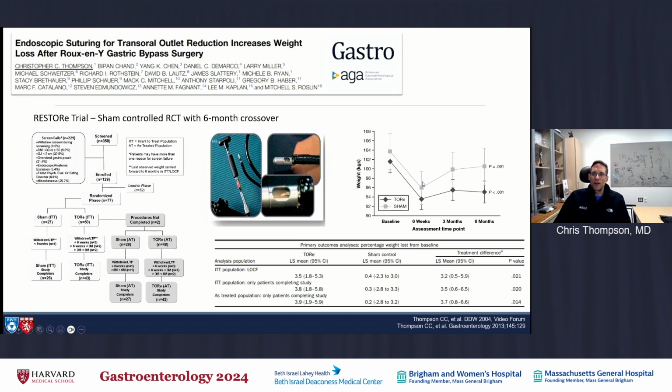Both groups lost the same amount of weight while they were on the liquid diet for 6 weeks. But then when they liberalized the diet, the control group, the sham, put their weight right back on, and then the treatment group kept their weight off. Then at 6 months, they crossed over. So this was a very good early efficacy signal, but only about a 3.5% total weight loss, again, because it was a superficial suturing device. It wasn't doing full thickness suturing. But again, it was statistically significant, provided level 1 evidence that this mechanism is something that might be effective.